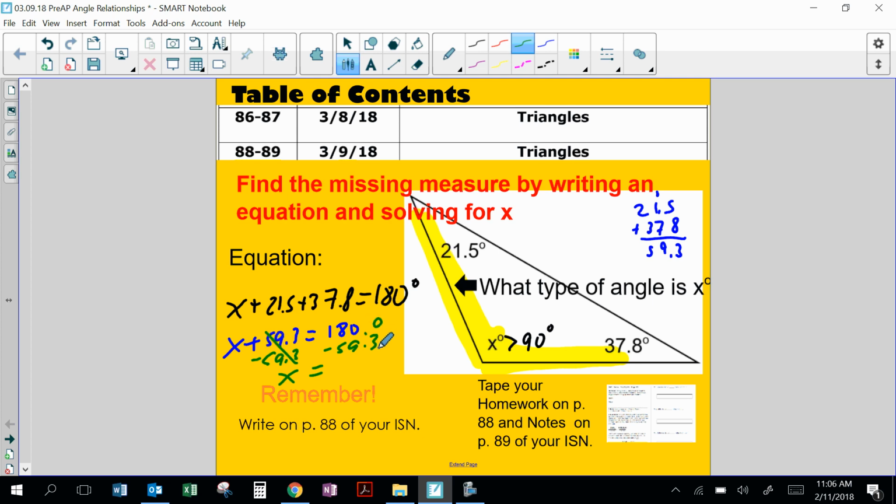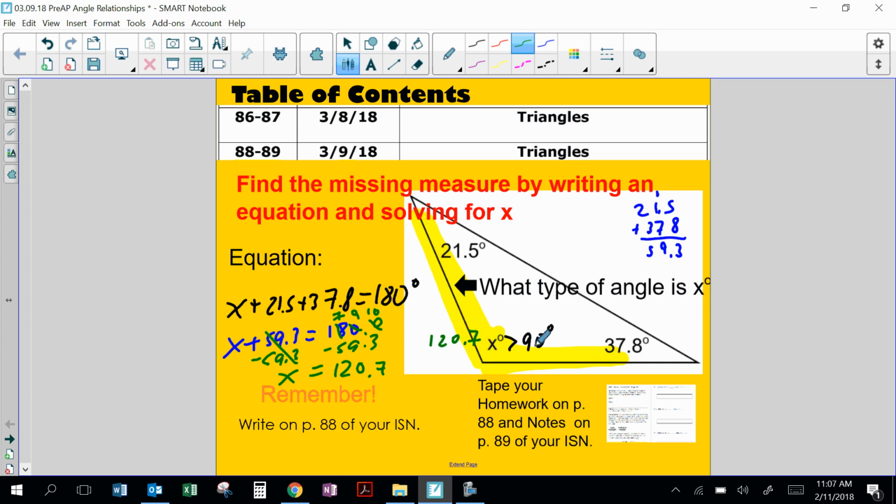Can I take away 3 from a 0? No, I can't take away from the 0. I have to regroup. This becomes a 7. This becomes a 9 because I take away from that. And then it becomes a 10. 7, 0, 2, 1. So it's 120 and 7 tenths. So x is 120 and 7 tenths.